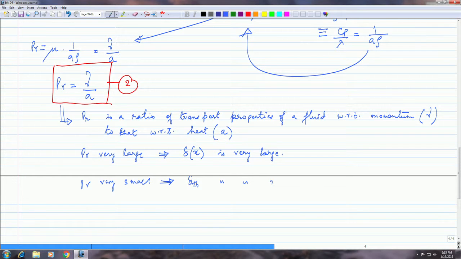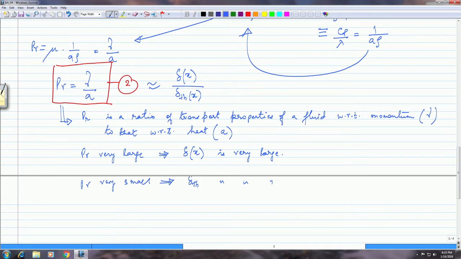So, Prandtl number, as we said, is a property of the fluid, and it gives you an idea of the ratio of transport properties with respect to momentum to that with heat. And it is also a direct measure of the velocity boundary layer thickness to the thermal boundary layer thickness.